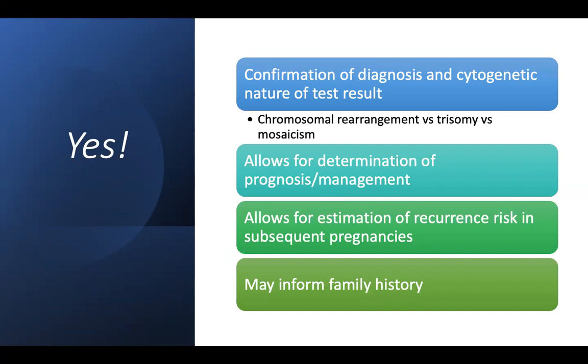So if the pregnancy were to be affected with a rearrangement or copy number variant, we'd then want to do parental testing. And if the parent is a carrier, then we know the risk of recurrence in a subsequent pregnancy is much higher than just a regular trisomy. And this would also inform other family members' risks.